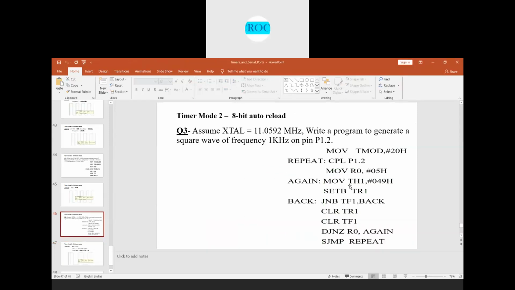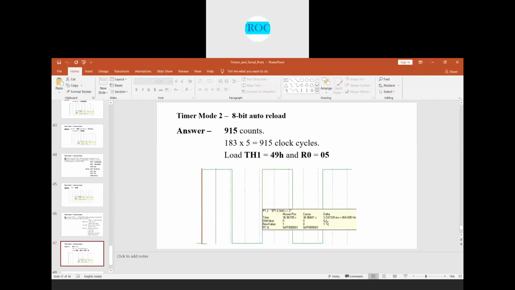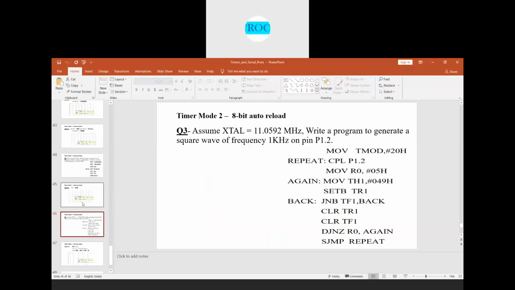This is the program that is written, and make sure that you change the target crystal frequency to 22 megahertz. So what is the frequency we generated here? You get 964 hertz, which is nothing but 1 kilohertz, the frequency we generated for the square wave. This is about mode 2 operation.